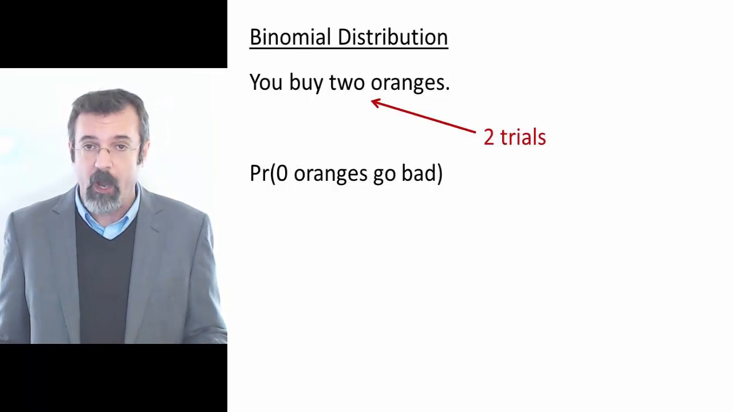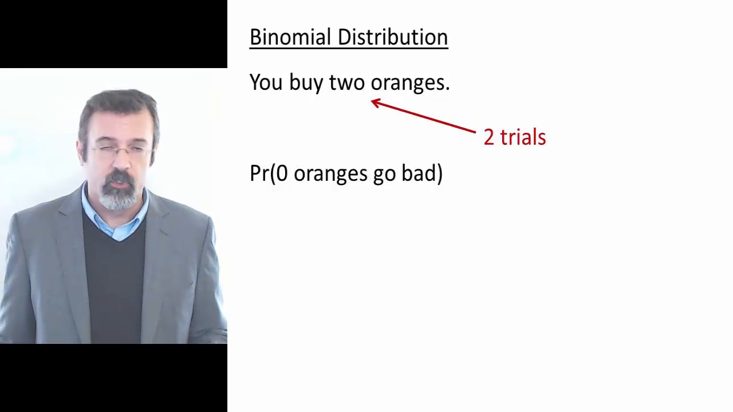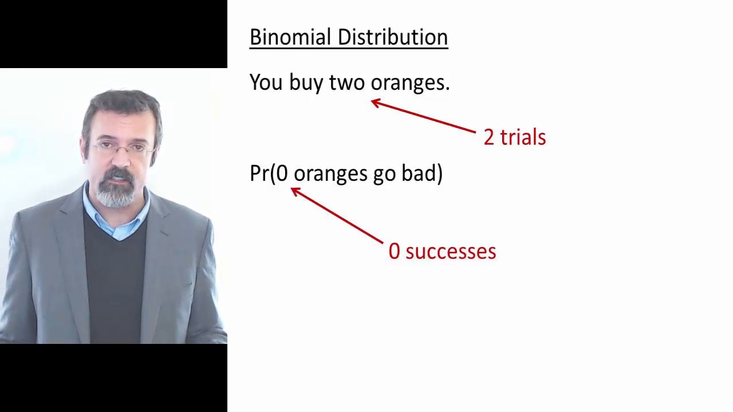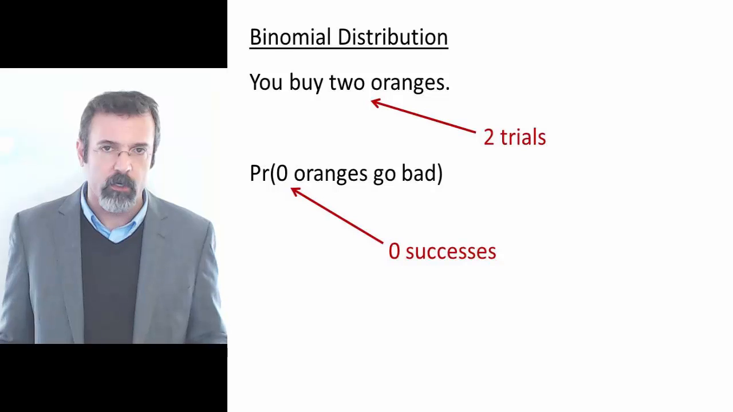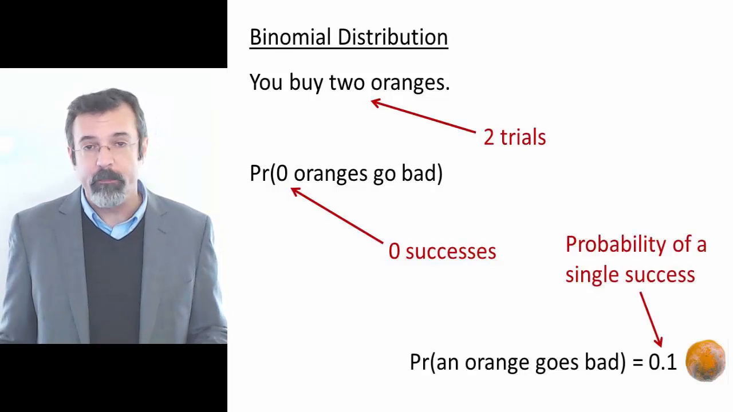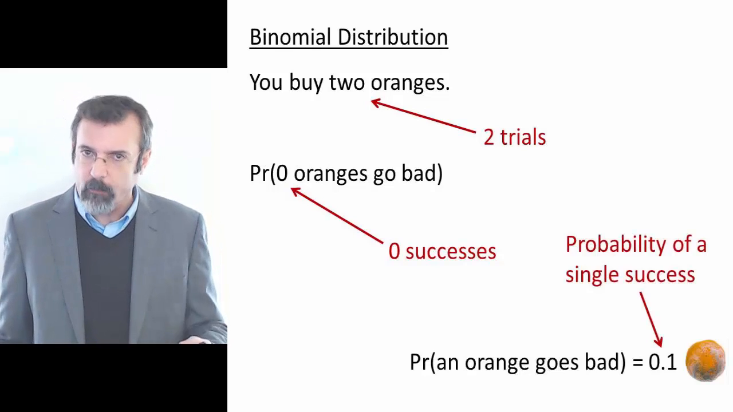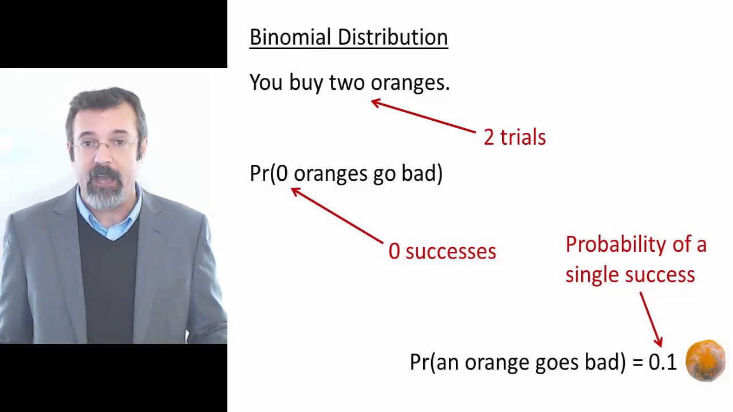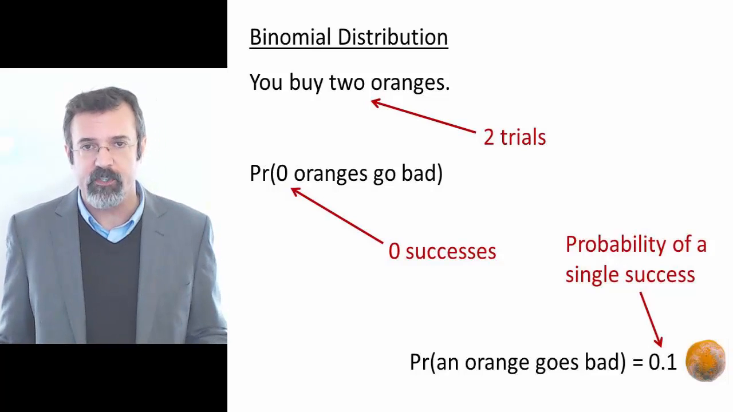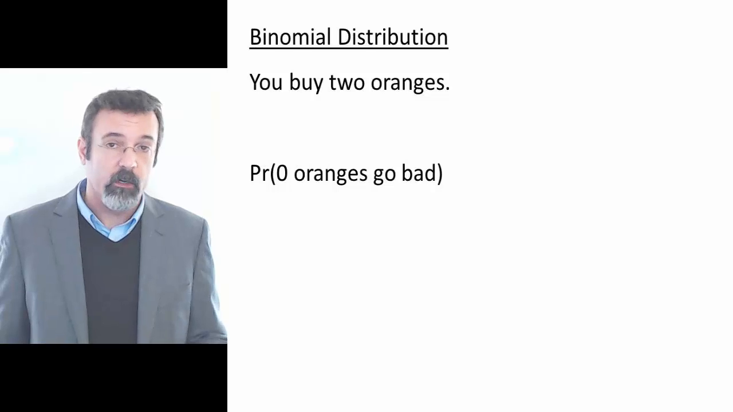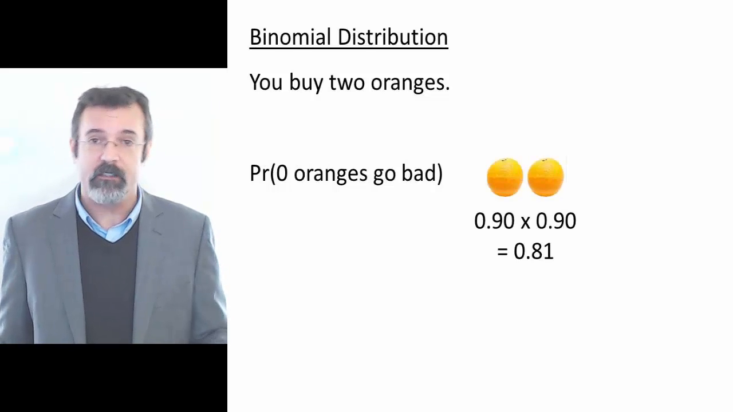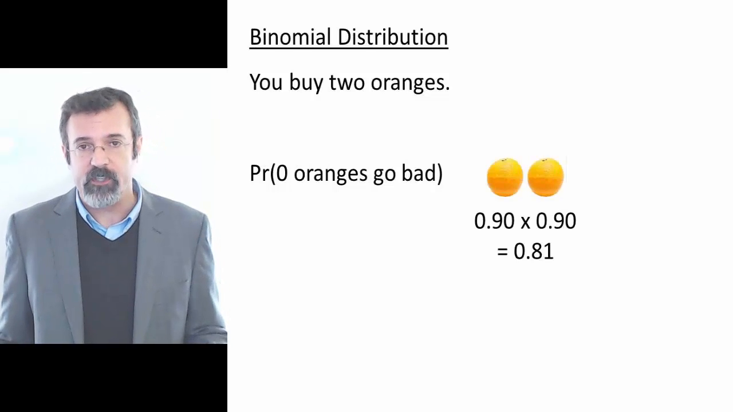You have 2 trials, that's each of the oranges. You're looking for no successes, that is, we want neither of the oranges to go bad. And we know the probability of a single success, the probability of an orange going bad within 24 hours is 10%. So the probability of no oranges going bad is 90% times 90%, or 81%.